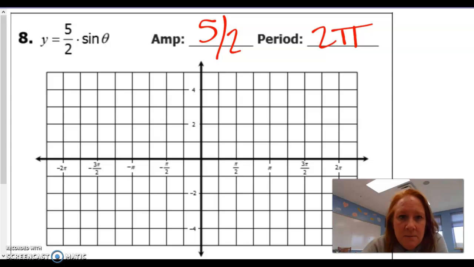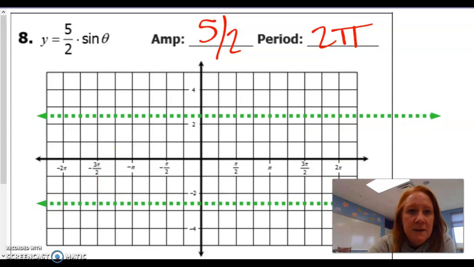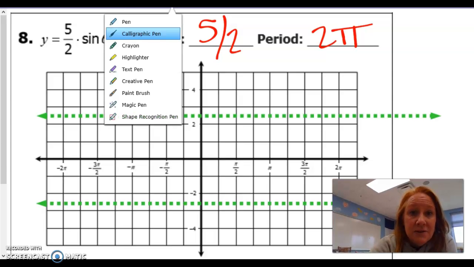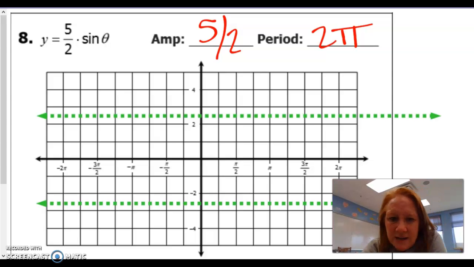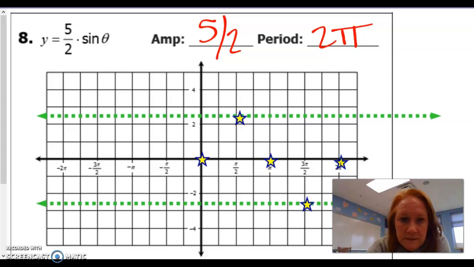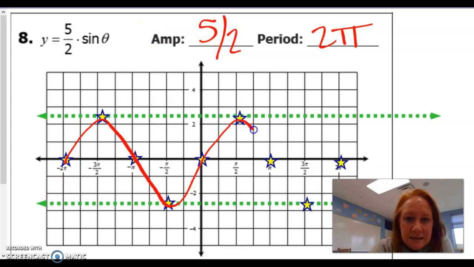Okay, so I'm going to put in my amplitude, 5/2. Well, 5/2 is 2.5, so negative 2.5. Okay, and I know that it's going to start high. No. Does sine start high? No, sine starts at 0. Okay, and it's going to go up and down. Sines are nice. There it is. Then you just sketch it in.